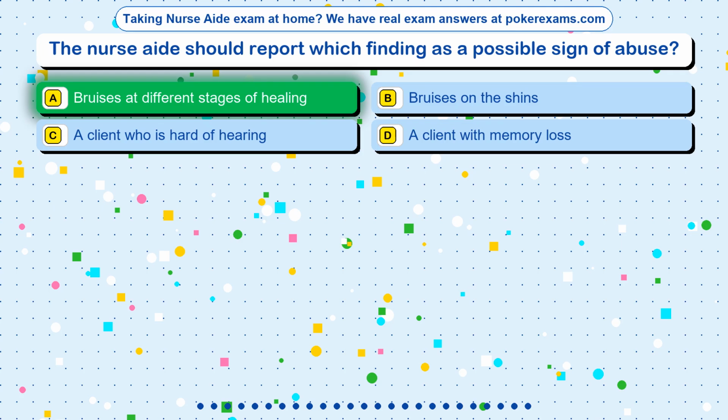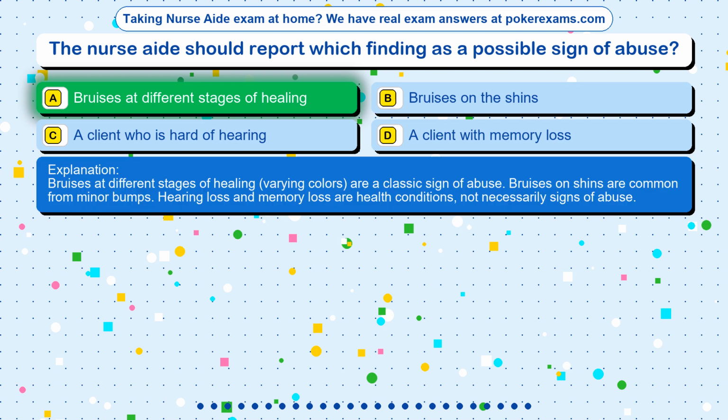The correct answer is option A, bruises at different stages of healing. Bruises at different stages of healing, varying colors, are a classic sign of abuse. Bruises on shins are common from minor bumps. Hearing loss and memory loss are health conditions, not necessarily signs of abuse.